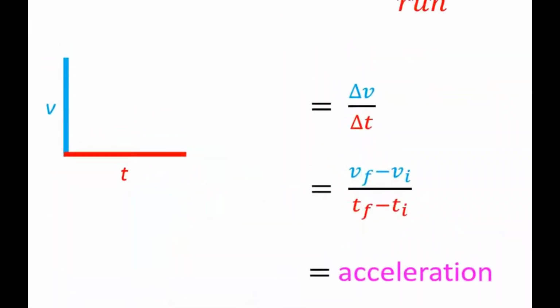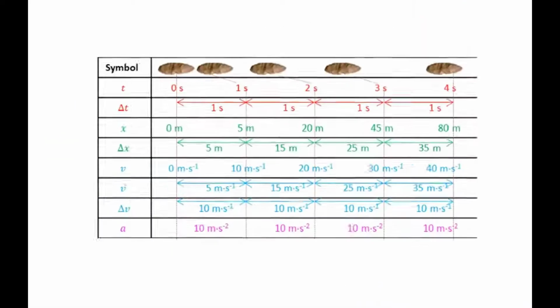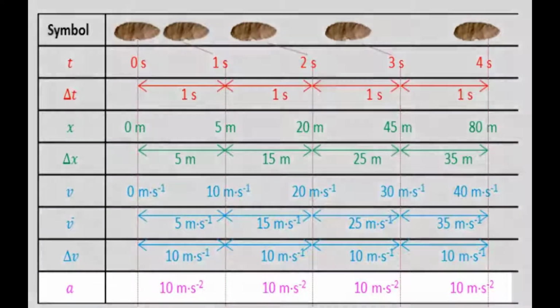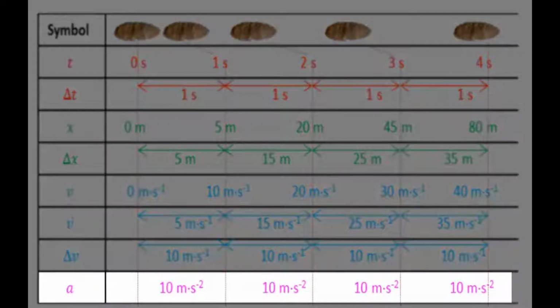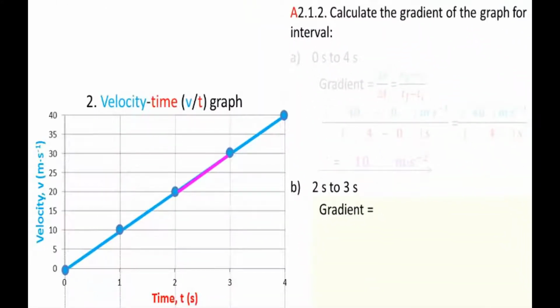The gradient of a velocity time graph tells us the acceleration of the motion, and indeed we know that the acceleration of this motion is 10 meters per second squared. Now let's get the gradient for the interval 2 to 3 seconds. Gradient equals rise over run, delta V for a velocity time graph over delta T. V final minus V initial over T final minus T initial.